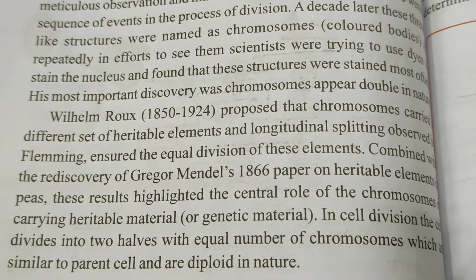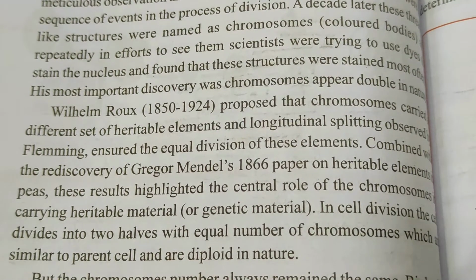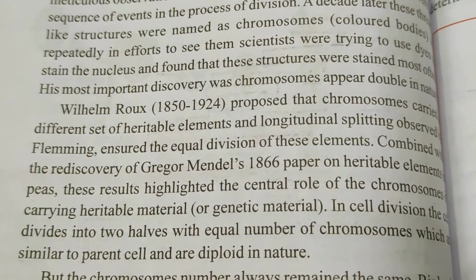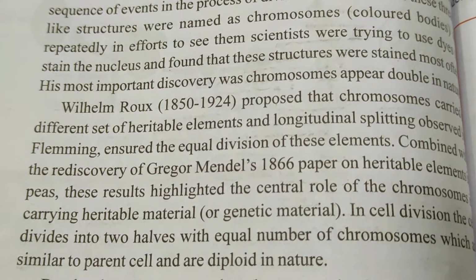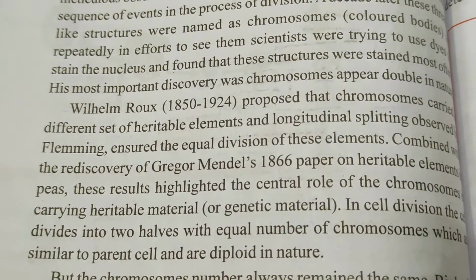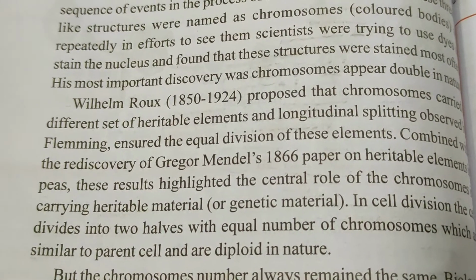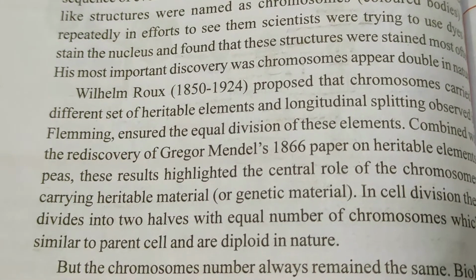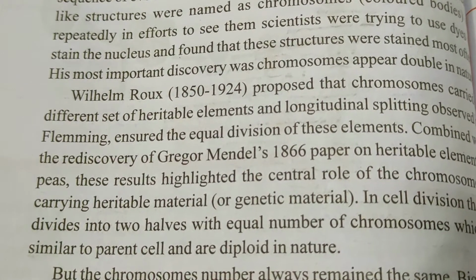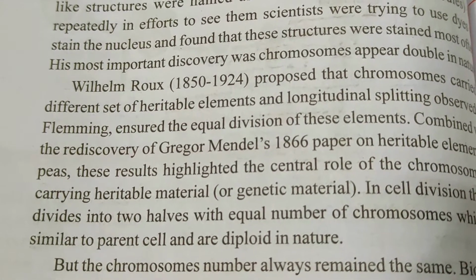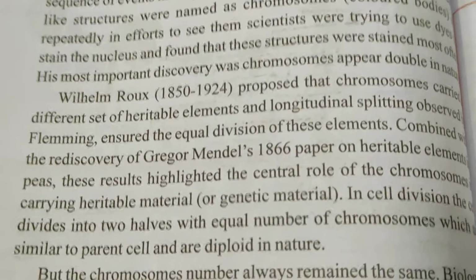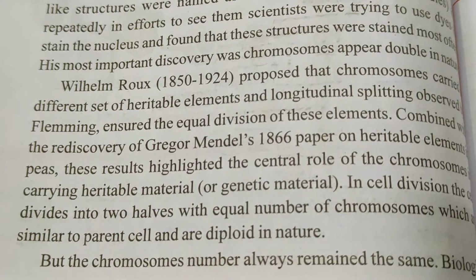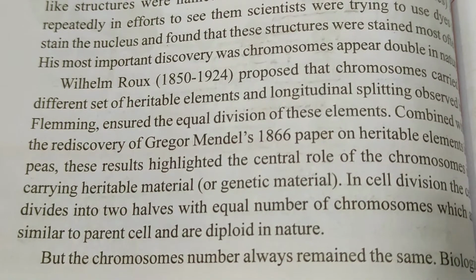And then Wilhelm Roux proposed that chromosomes carried a different set of heritable elements. So for the first time, he observed that heritable characters are transferred from parent to offspring. And he also proposed longitudinal splitting. And one more important thing he observed is the equal division of these elements in the chromosomes. That also he observed. And after that, in 1866, Gregor Mendel developed the theory of how the heritable elements are transferred from parent to offspring.